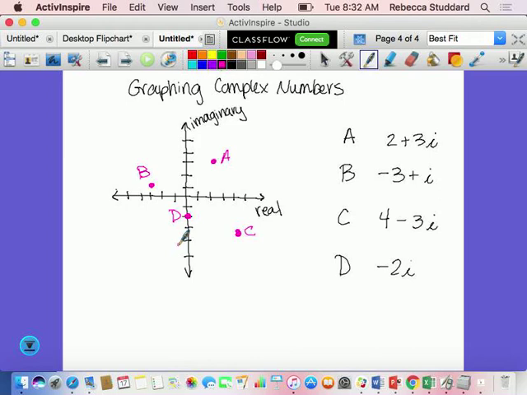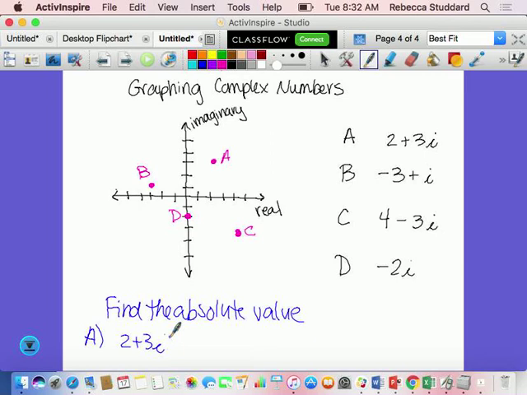Thumb gauge. Okay. Next thing we're going to do is find the absolute value of 2 plus 3i. So I want you to find the absolute value, and we're just going to do it for A. 2 plus 3i. We can do this with the definition of absolute value. What is the definition of absolute value? It's not the magic bars that make everything positive.